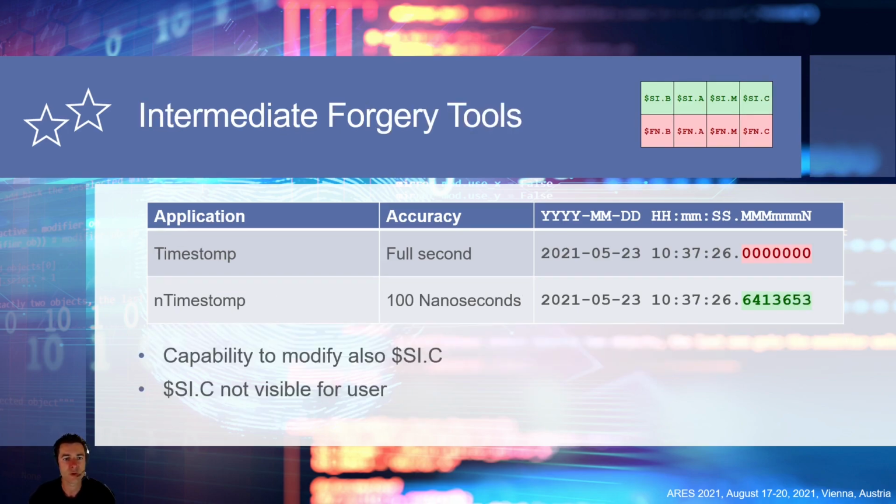As mentioned before, the intermediate tools have also the possibility to modify the MFT change date of the standard information attribute, which is hidden from the user. Timestamp is already an old tool originating from the Metasploit project. Its accuracy is limited to full seconds. The modern equivalent is N-timestamp, where the N stands for nanosecond precision. So this tool can set any timestamp value with the default NTFS accuracy in the standard information attribute.